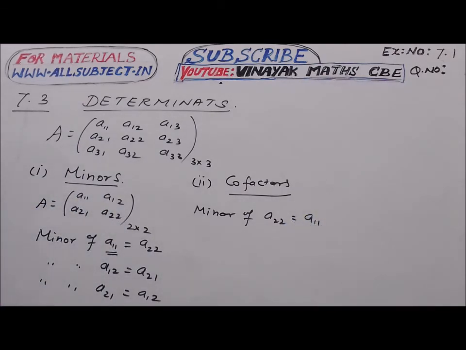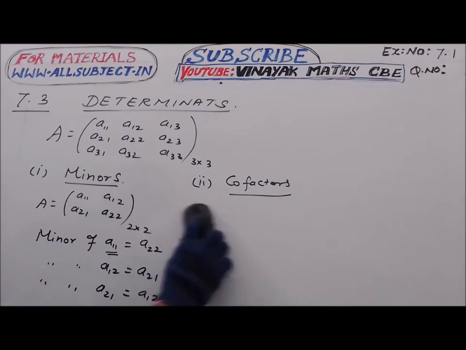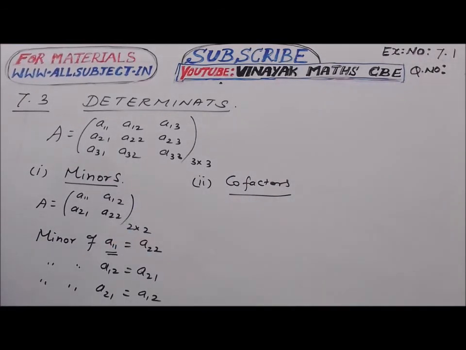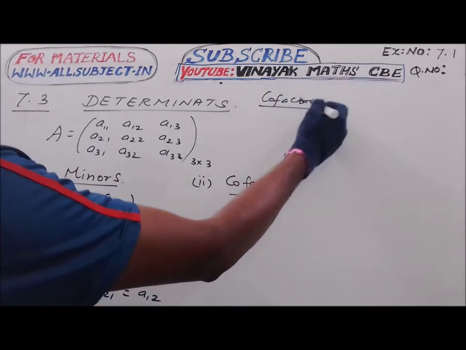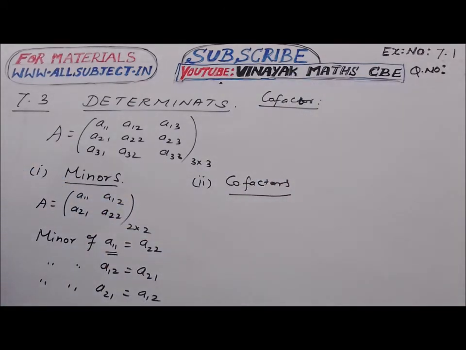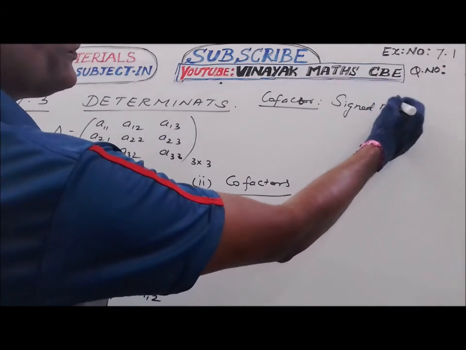So it is very simple to calculate the minor when given a 2 by 2 matrix. To get the minor, eliminate the row and column in which the corresponding element is present. The remaining element is the minor. So the minor of A22 is A11. Now we are moving to cofactors. What is meant by cofactor? A cofactor is nothing but a signed minor. That means signed minors.